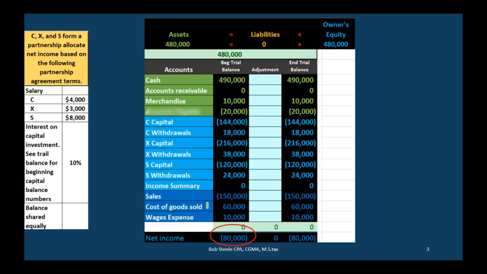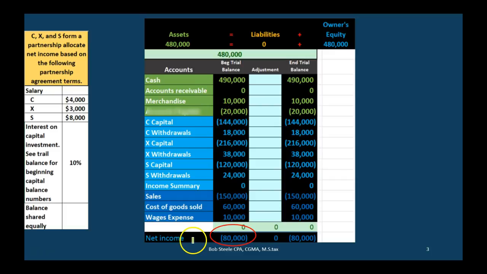Note that on our trial balance, we have assets, which are going to be the green accounts, and then we're going to be focusing in here on the capital accounts for our partners, C, X, and S. So we have the capital account and the withdrawals for each partner. Then we've got the income statement portion. We've got the sales minus the expenses. We are representing the debits with positive or non-bracketed numbers, the credits with bracketed numbers.